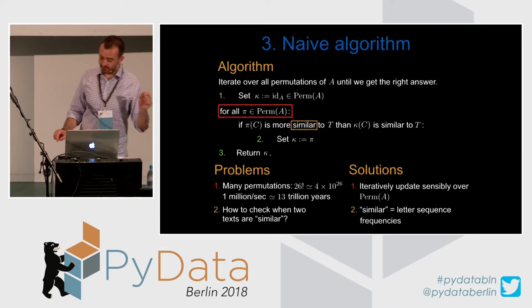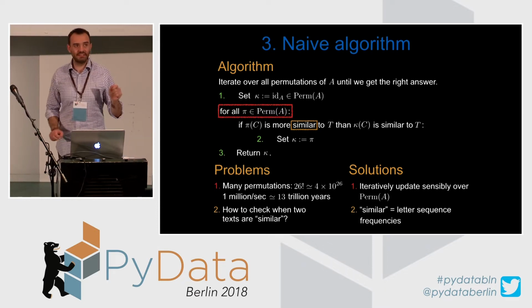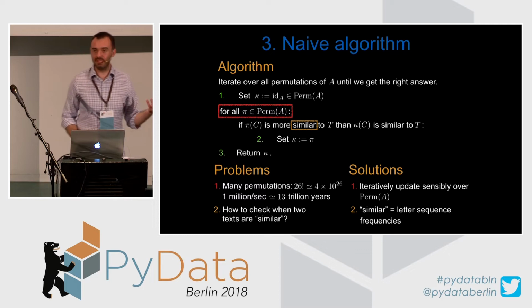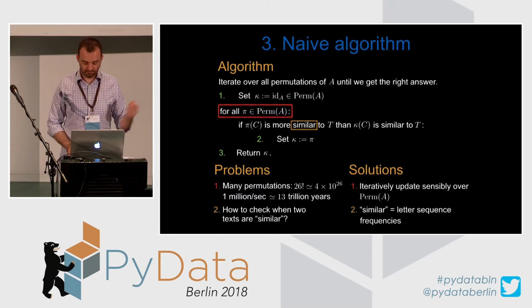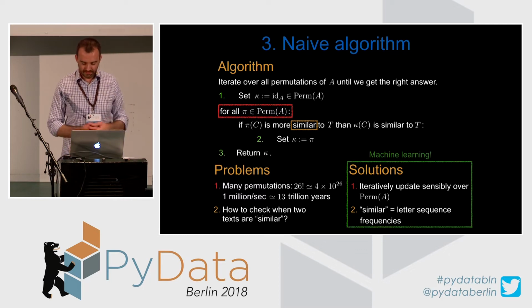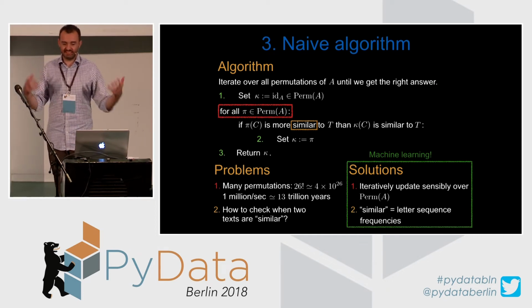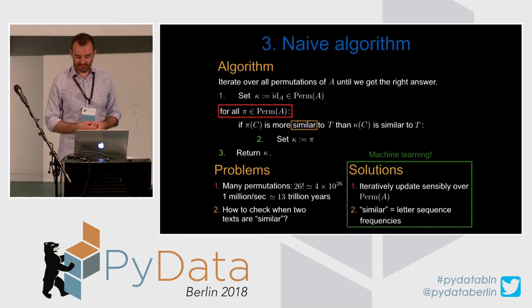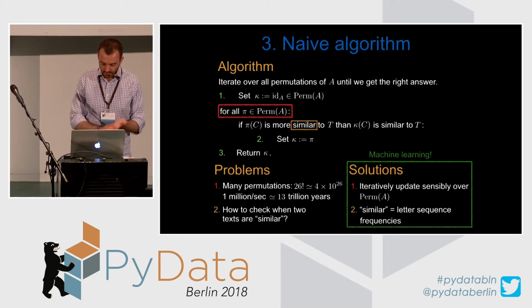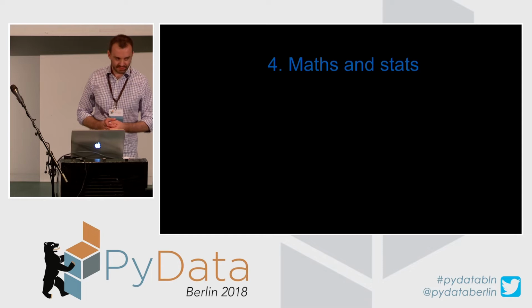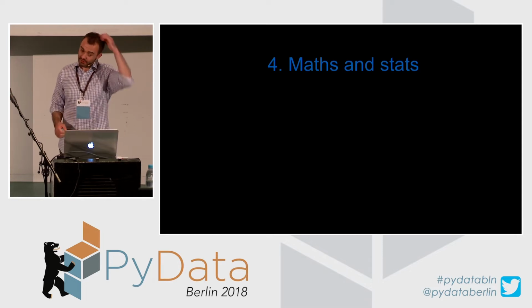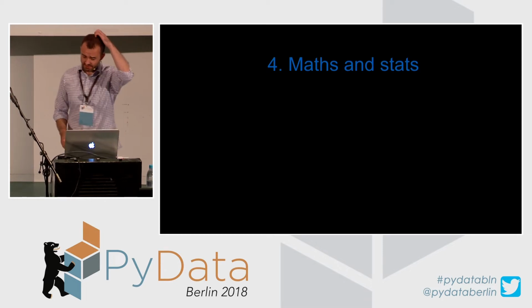And then the second solution will be that similarity for our machine will be encoded in letter sequence frequencies. And what that means is when we glue the 2 precise explanations of those ideas together, we can build a nice machine learning algorithm. So on to the next section. We're going to do a little bit of maths and stats, but it's simple stuff.